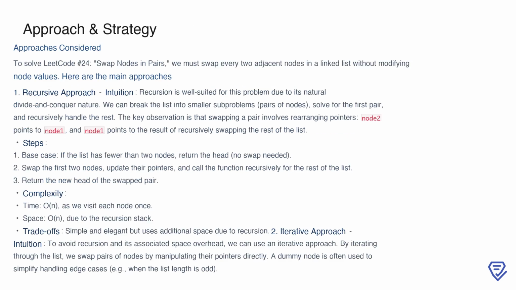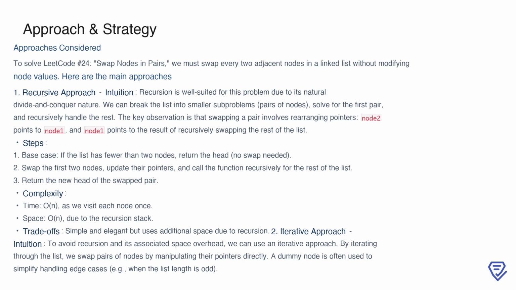To solve the problem of swapping nodes in pairs, we need to focus on rearranging the pointers between nodes rather than modifying their values. Two main approaches can be considered here. The first is the recursive approach, which leverages the natural divide-and-conquer structure of recursion. The intuition behind this method is to break the problem into smaller subproblems by focusing on one pair of nodes at a time. First, we swap the initial pair of nodes by rearranging their pointers, making the second node point to the first, and the first node point to the result of recursively swapping the rest of the list.